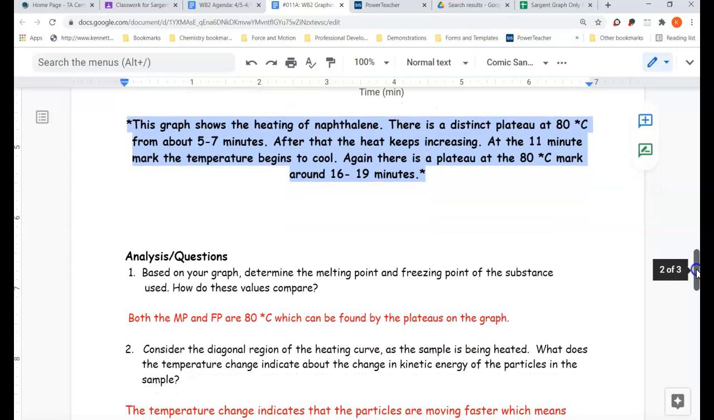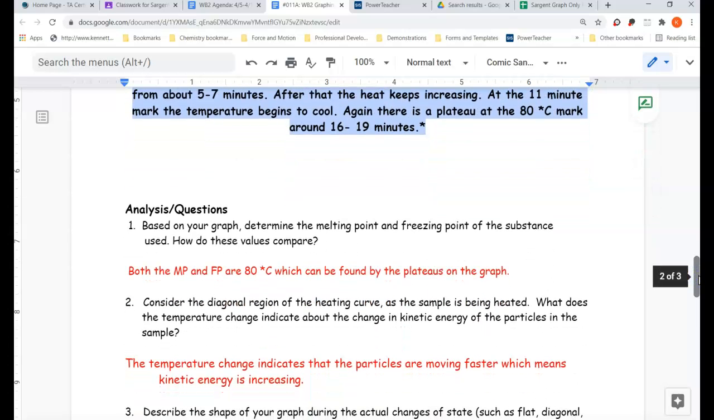And then considering the diagonal region of the heating curve, as the sample is being heated, what does the temperature change indicate about the kinetic energy of the particles? Now, hopefully you went through and watched the video notes that I posted about the kinetic molecular model of matter and how phases change from one to another. That should have helped you answer these.